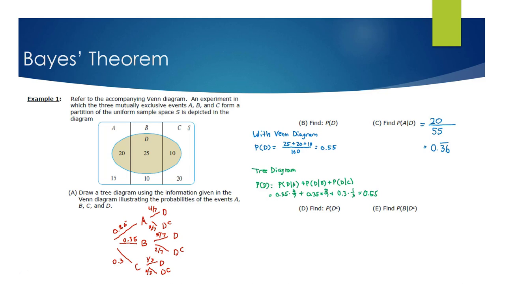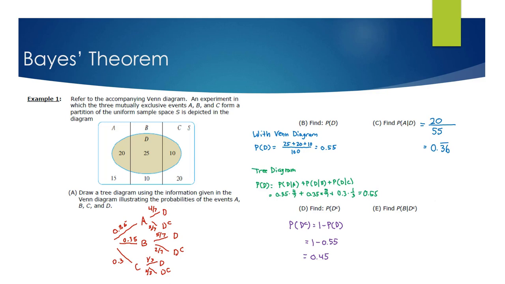Find the probability of the complement of D. Well, if I had the diagram in front of me, I could easily just say, okay, well, it looks like I have 25 and 20 out of 100, or 45 out of 100, 0.45. Or I could also realize that by the rule of complements, the probability of the complement of D should be 1 minus the probability of D. And 1 minus 0.55 is also 0.45. So you have a couple of options at that point.